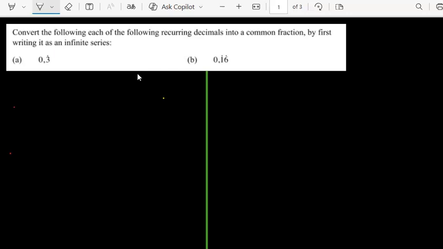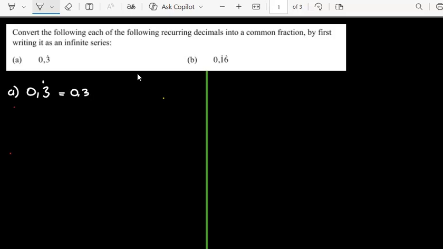So I'm just gonna give you, let's start with the first one, number A. In order for you to answer number A, the first thing that you need to do is to write the 0.3 recurring in an infinite series. If you write this in an infinite series, this will be equal to the first number. It will be that 0.3.